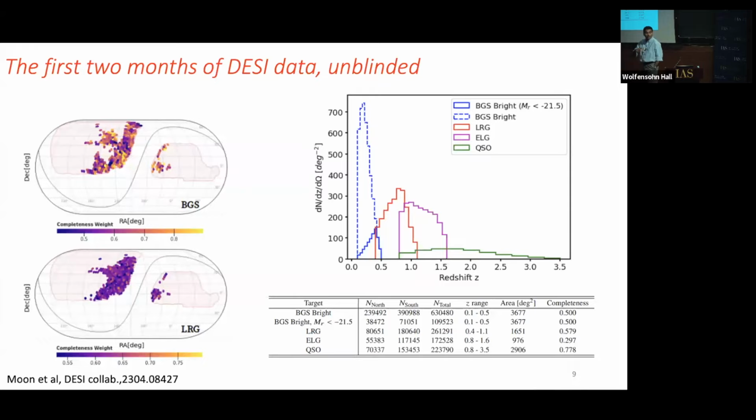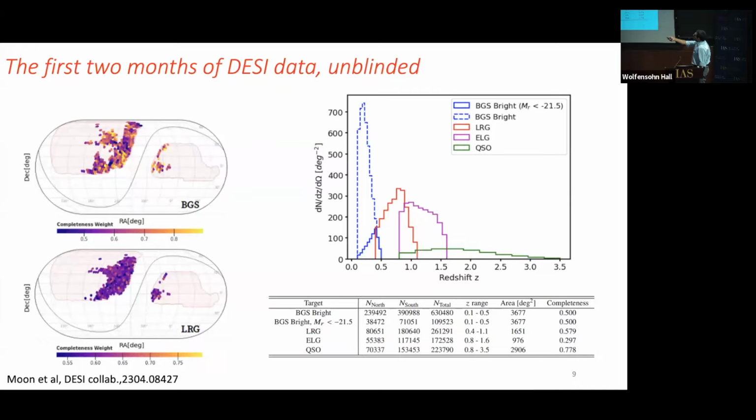But just to make sure that everything was working well, we said, we'll take the first 2 months of data and we'll leave those data unblinded. And so we took those 2 months of data and we said, let's quickly analyze those and see how well things work. So this is the first 2 months out of a 5-year survey of data. This is the sky coverage that we got for the first 2 months. The results that I'm showing you are in this paper by Jung and Moon.